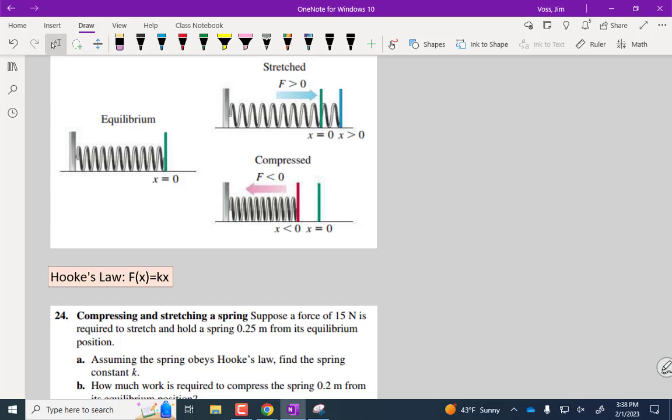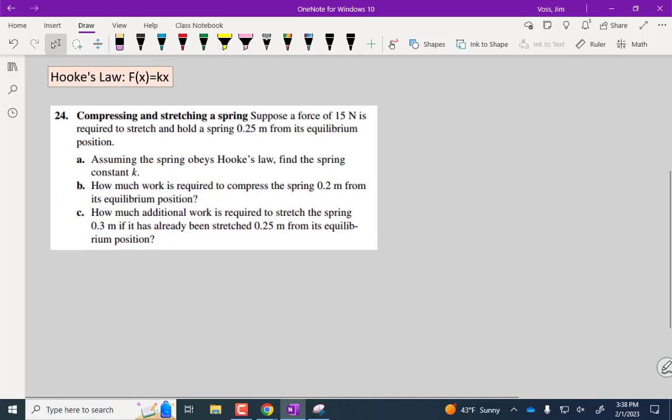With the spring, we're going to think about the spring at an equilibrium position, and then we're either going to compress or stretch it. Every spring has its own spring constant that gives you a measure of how stiff the spring is. It's very similar to college algebra when you do those radioactive decay problems. Every radioactive isotope has its own unique decay constant. Same idea. Every spring has its own K. So let's try one.